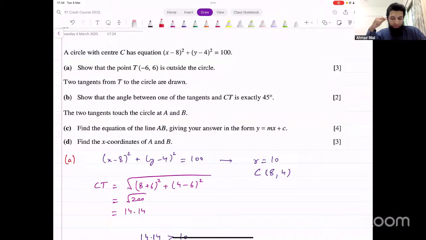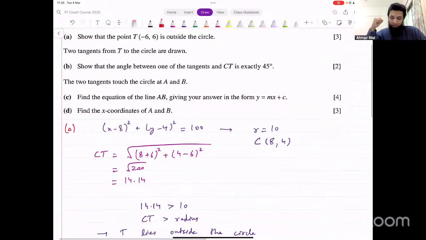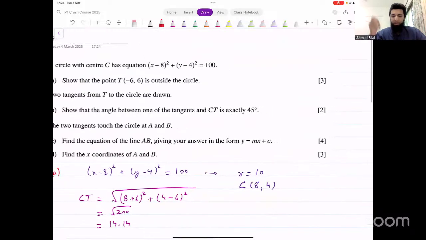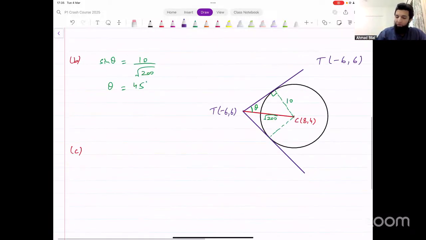The two tangents touch the circle at A and B. So we have one point A and the other point B. We do not know which one of them is A, which one is B. So we can mark any of them as A and any of them as B. Let's say this is A and this is B. All right.